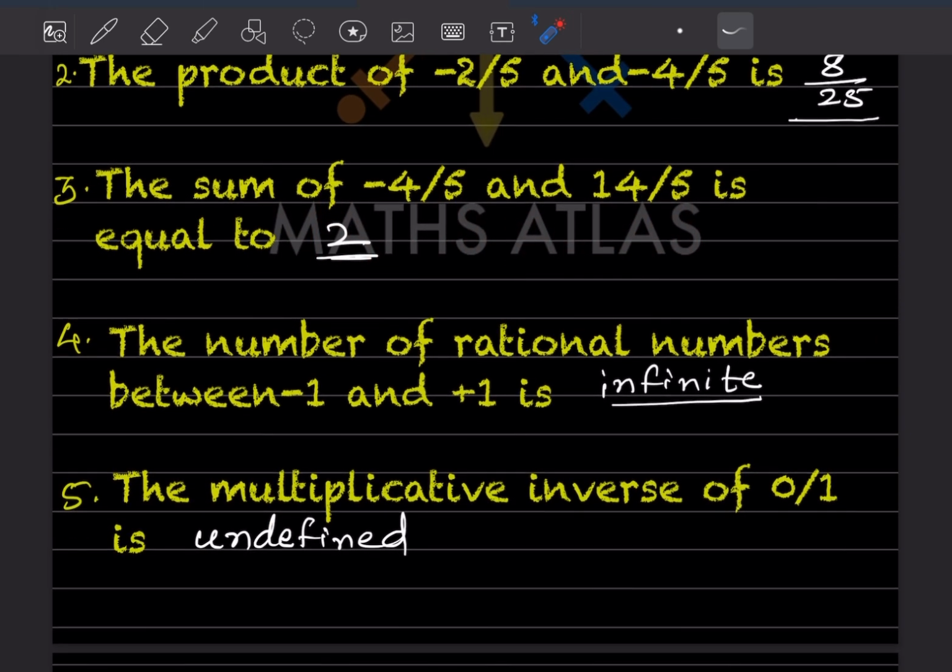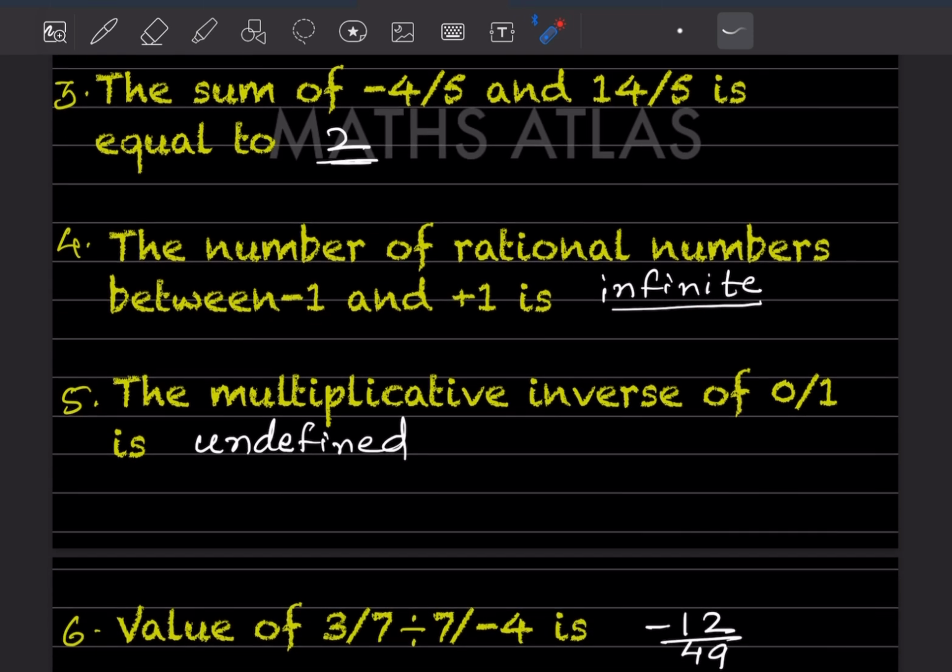So the number of rational numbers between 1 and minus 1. So there will be so many rational numbers. Minus 1 by 1, the rational numbers here means 1 by 1. So there will be many in between, the decimals also. So that is infinite.